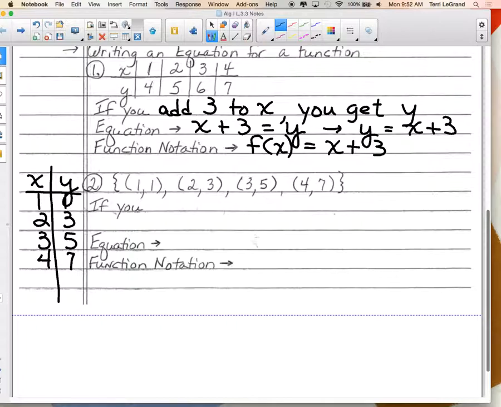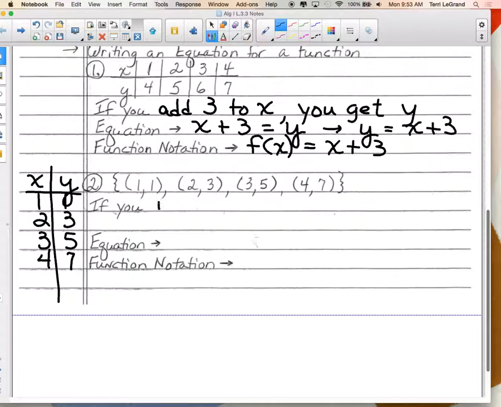X times, or 2 times 2 is? 4, take away 1 is? 2 times 3 is? 6, take away 1 is? Gotta make sure it works for the whole table. I know that you're like, why are you doing this? Because all of a sudden the behavior can change. 2 times 4 is? 8, take away 1 is? 7. Oh, it seems to work though for that whole set of ordered pairs, doesn't it?